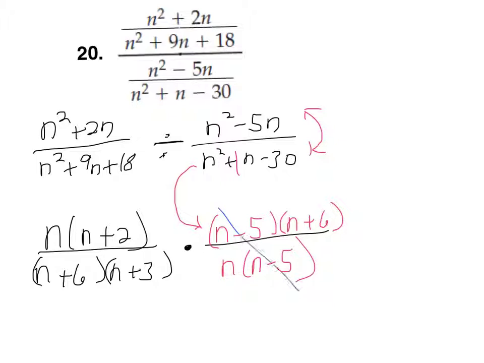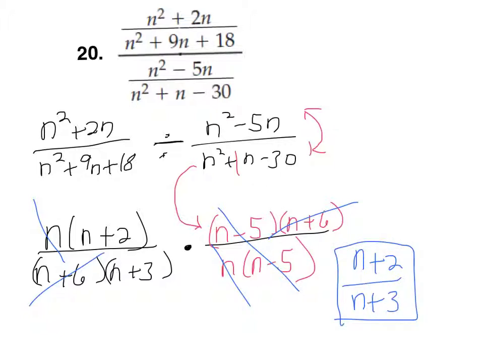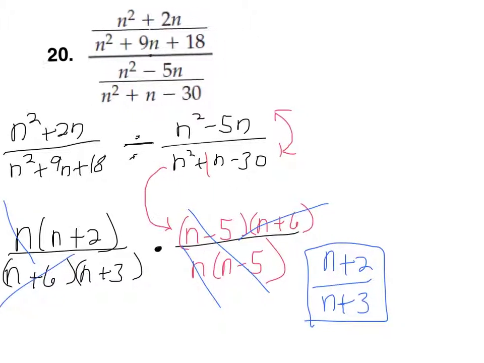So n minus 5, those can cancel. N plus 6, those can cancel. This n right here and this n right there can also cancel. So I am left with n plus 2 over n plus 3. It's still a fraction, but that is so much simpler than what we started off with. And that's the point, to simplify it.